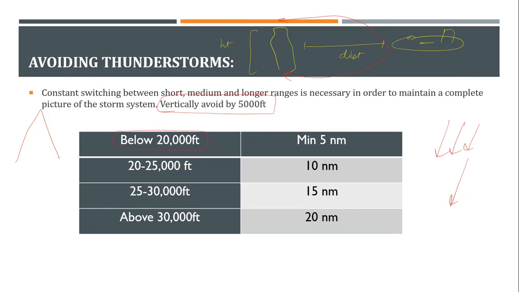So you have two options. You can go left, right. Otherwise, if you have a lot of fuel, you can burn the fuel and go over the top, but by 5,000 feet at least.